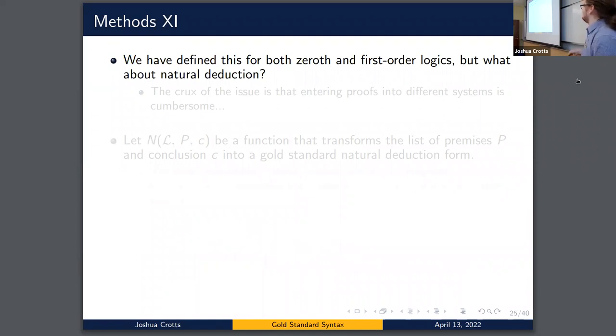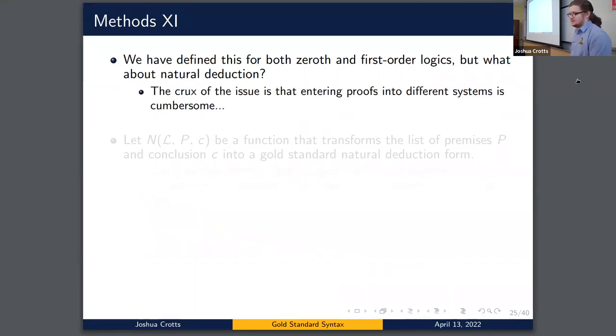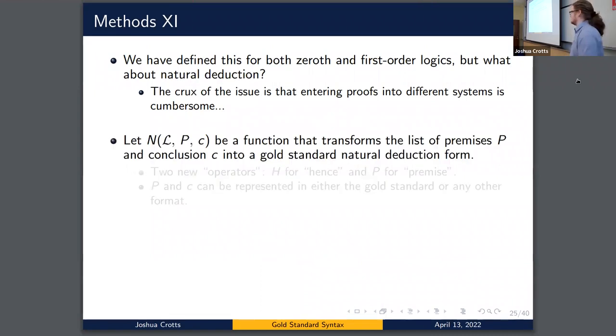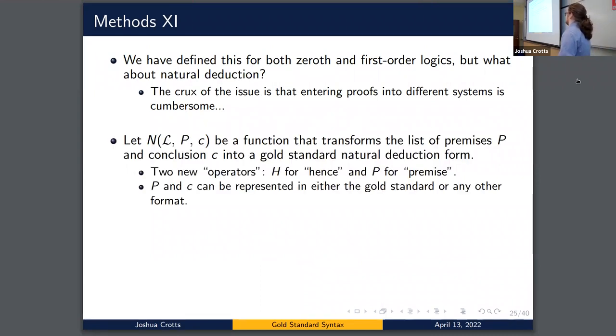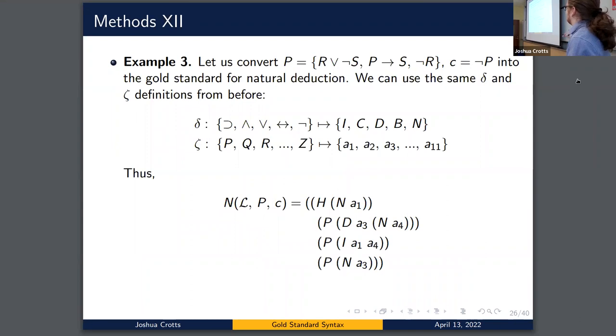All right, now we've defined this for 0th and first order logic. That's great and all, but the whole idea behind this was to define it for natural deduction. So what about that? Well, we can define that pretty easily. We just create this new function n, which takes a list of premises and a conclusion, and we can define it like this. This is the exact proof that I've been showing on the systems. We're getting a list of premises and a conclusion, and we can just convert that into the gold standard.